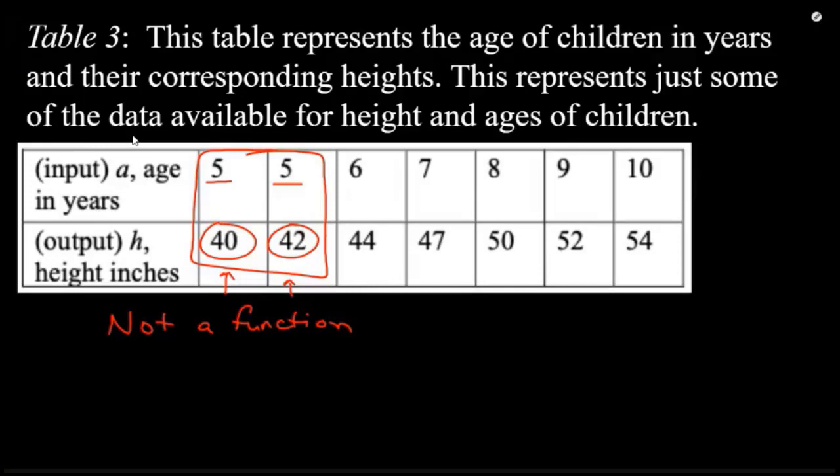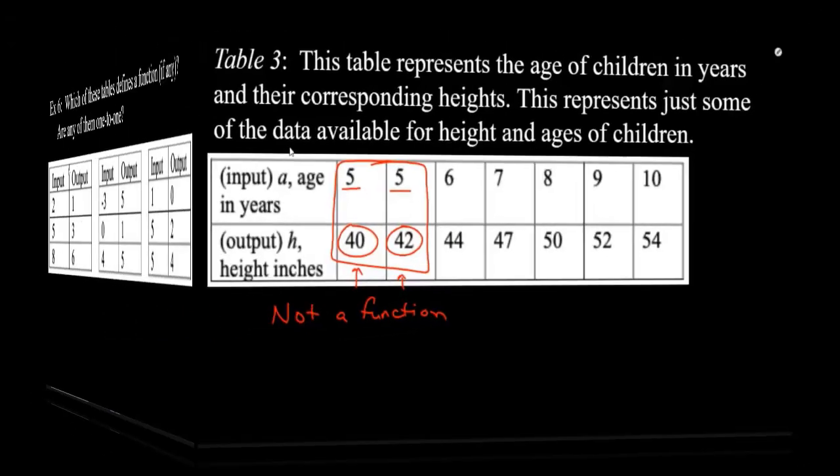You have to be careful. Not all tables will give you a function. Now, for the last two, they just told us this is a function, this is a function. This one, they didn't tell us. And when we look at this, we actually find out this is not a function because of these two inputs being the same, but the outputs being different.